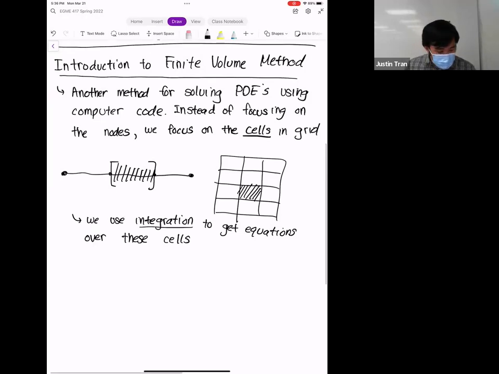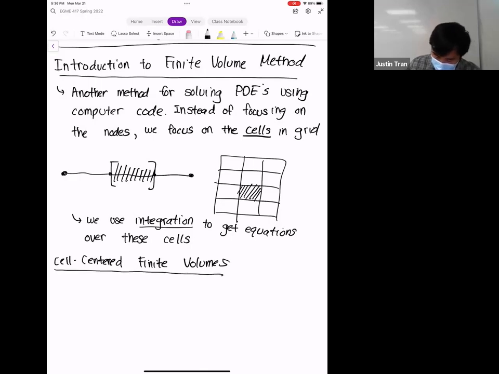The next topic that we have to go over is this idea of cell-centered finite volumes. It ties directly with this previous point right here. Intuitively, it makes sense that if we're going to be focusing on the regions of space inside our grid, so if we're focused on the cells, we're going to use integration over these parts. But that begs the question of what exactly we are solving for here.